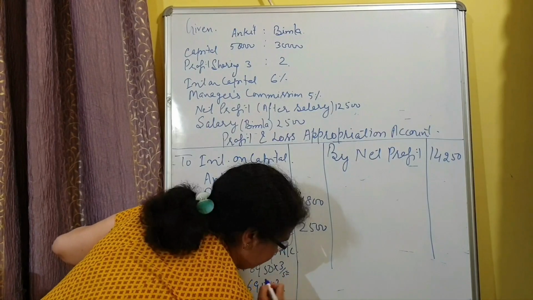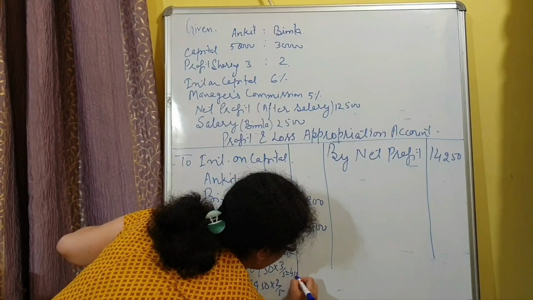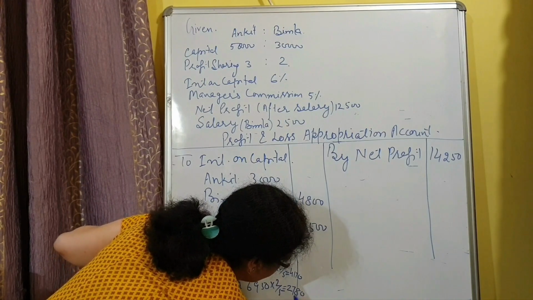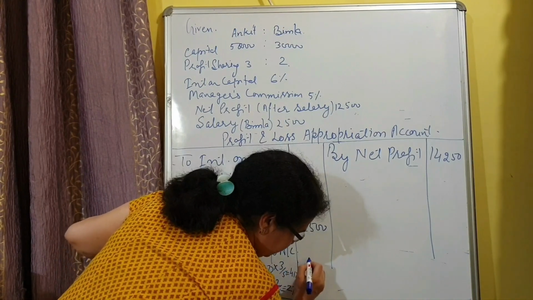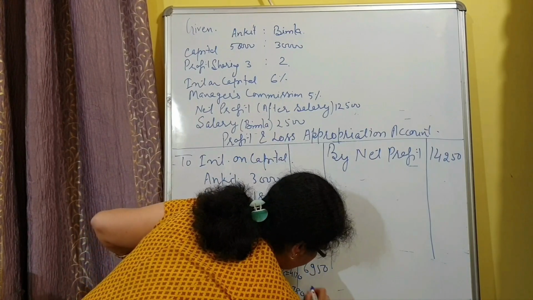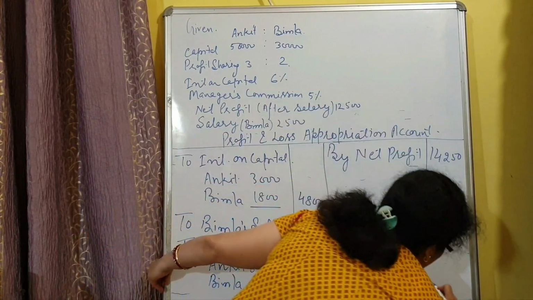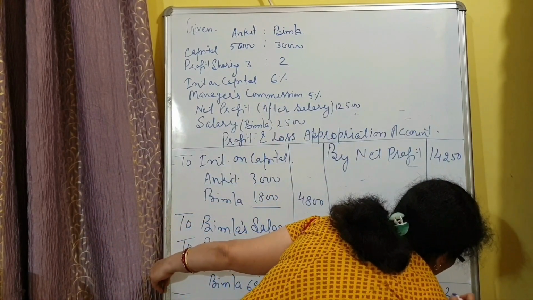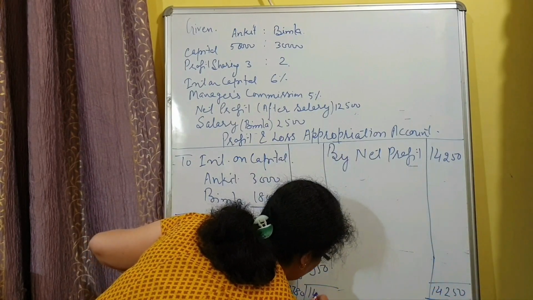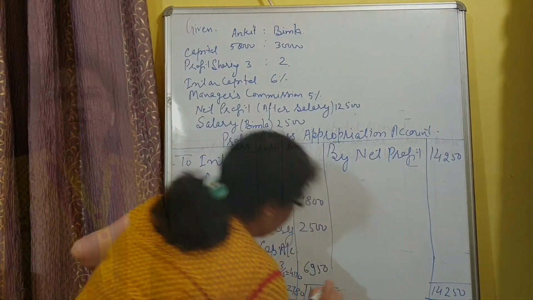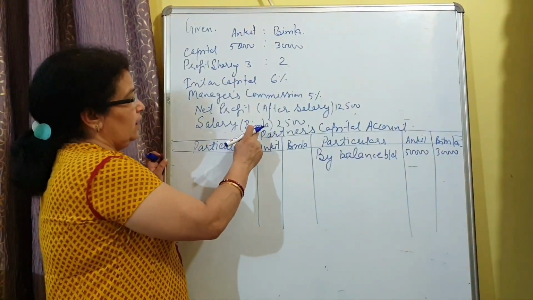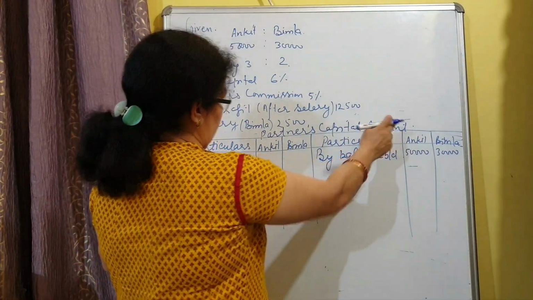The amounts are 4,170 and 2,780, meaning the total is 6,950. After this, make the total 14,250, and here also 14,250. As per the third part of this question, we have to prepare the partners' capital account.